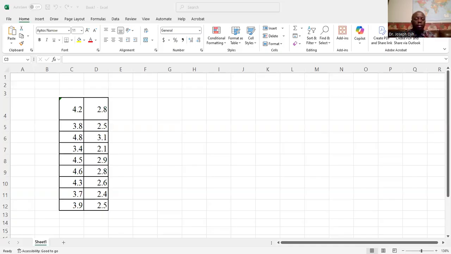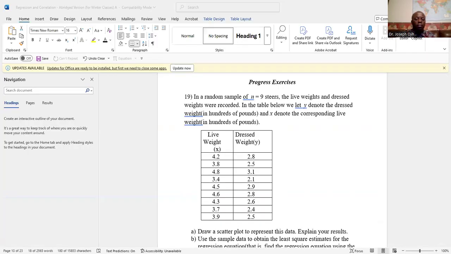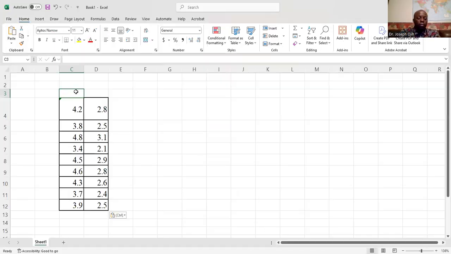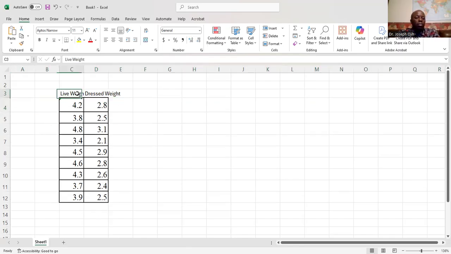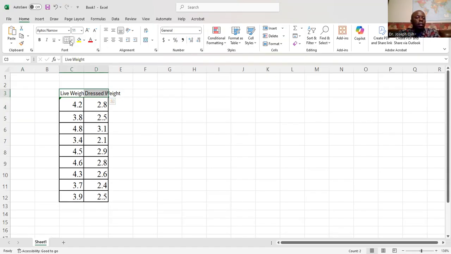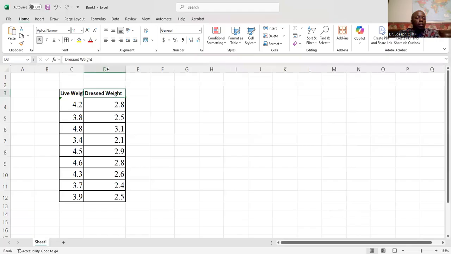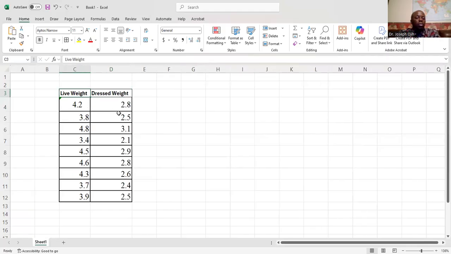So we call this the live weight. This one is the dressed weight. Okay, so I'm going to make this look good a little bit. Make it bold, and then label it: live weight, dress weight. Now you can see it.